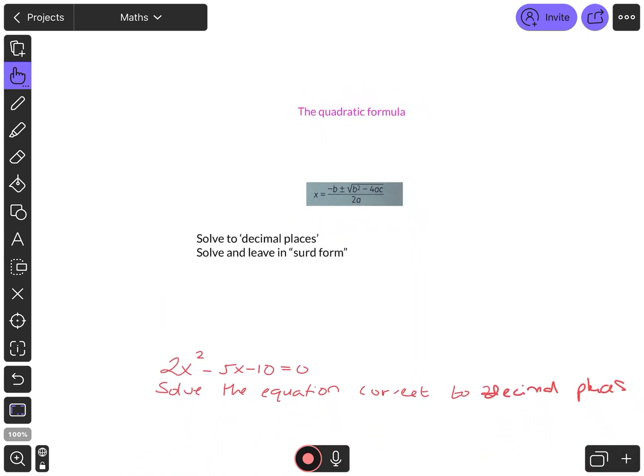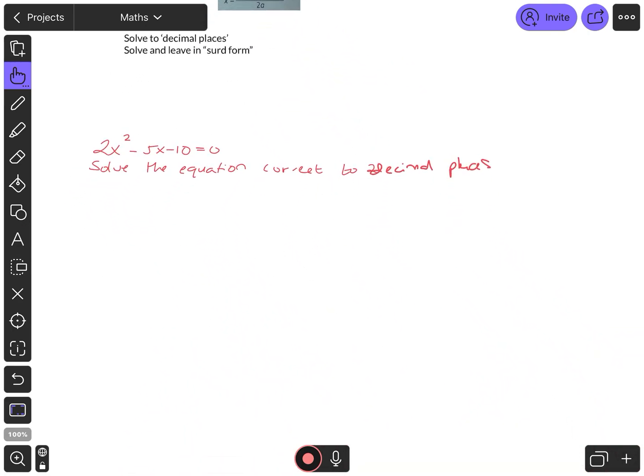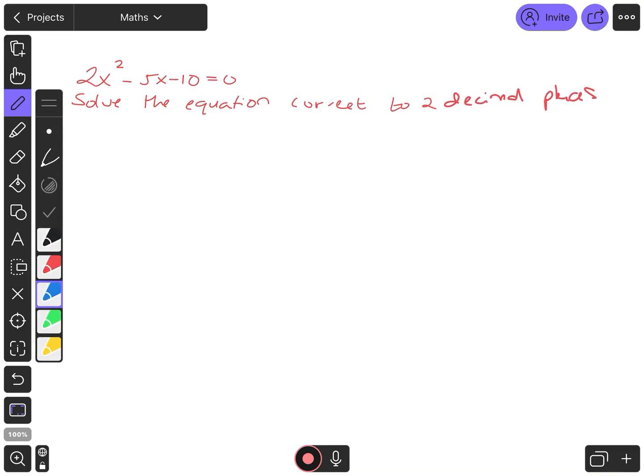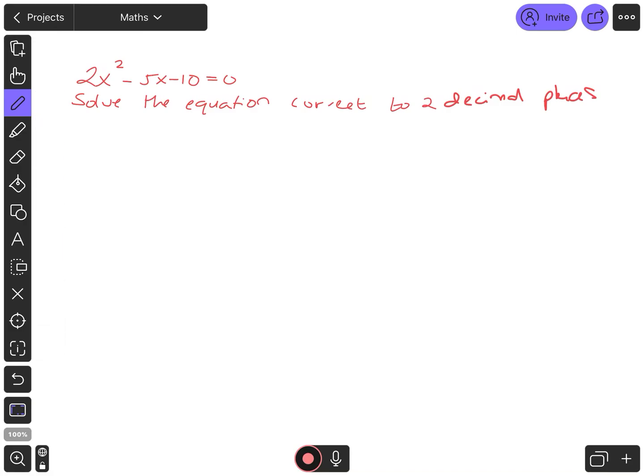So the question that we're going to use is going to say solve to correct to 2 decimal places. So 2 decimal places, then that means that I must use the quadratic formula. So first step is write out the quadratic formula. X equals minus b plus or minus the square root of b squared minus 4ac all over 2a. And again, you get that on the front cover of your log tables.